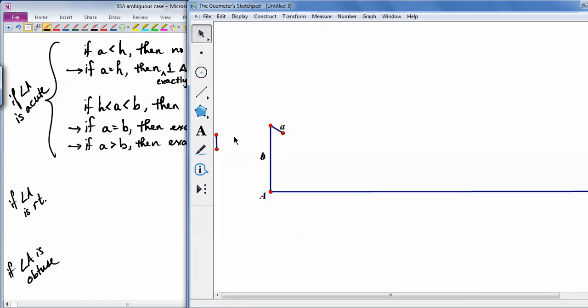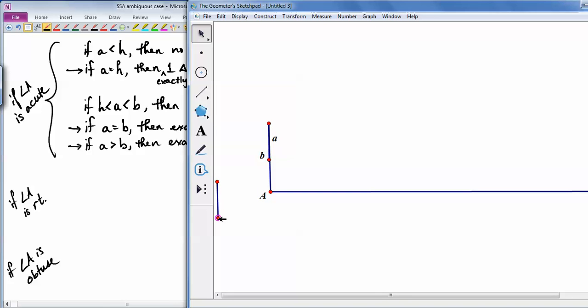Okay, if A is too short, well, there's nothing I can do with it to make a triangle, right? I could lengthen it a bit. It's still shorter than the height, or B. Still can't form a triangle. First time I can even connect it to this third side is if A and H are the same length, or A and B.